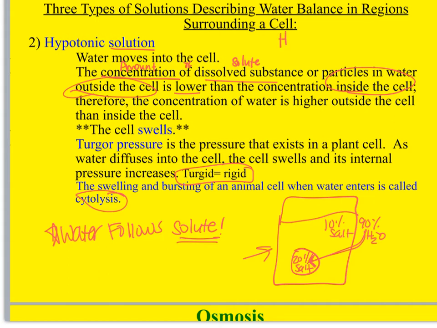The prefix hypo means less than or under. And that's what's important for you to understand, that it's talking about the amount of solute outside the cell. So outside of the cell, you're going to have less solute compared to water. Because outside you have less solute, that means you have more water, right? Wherever there's less solute, there's more water. 90% would be more water compared to inside. So water follows the solute into the cell and swells the cell in a hypotonic solution.